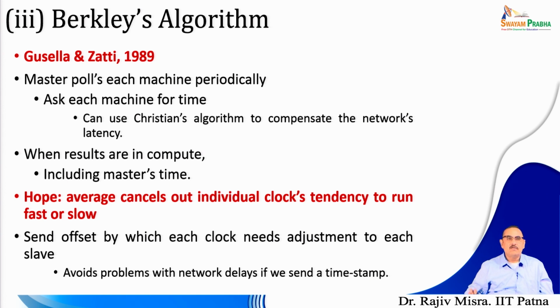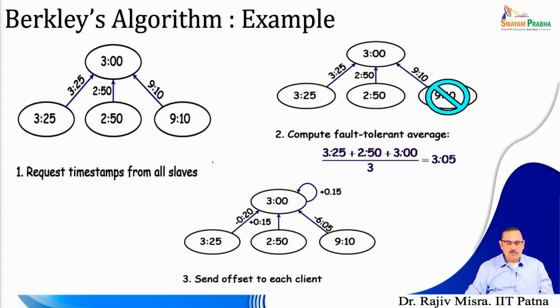Now, we are going to see another algorithm, that is called Berkeley's algorithm. Berkeley's algorithm, as we have seen, is internal synchronization. This Berkeley algorithm was given in 1989 by Gusella and Zatti, where the master polls each machine periodically, asks each machine for the time, can use Cristian's algorithm to compensate the network latency, and when the results are in, compute the average including the master time, and here the average cancels out individual clocks' tendency to run slow or fast. So, let us see about Berkeley's algorithm.